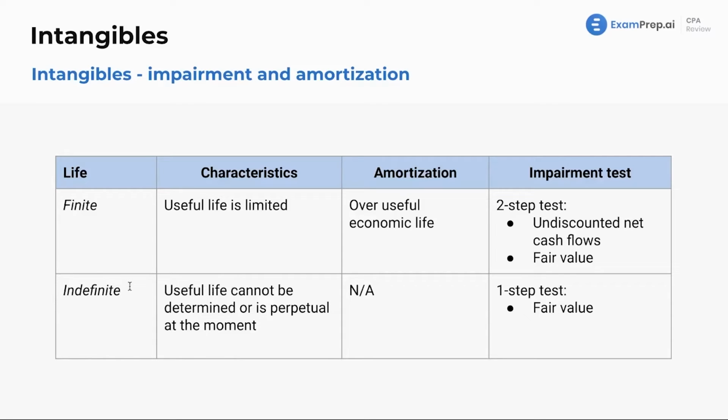If the asset has an indefinite life, the useful life cannot be determined, or it is perpetual at the moment. So maybe you classify it as an indefinite life because you just don't know what its useful life is going to be. You obviously don't amortize that because there's no life to amortize it over. And then you just use a fair value test.